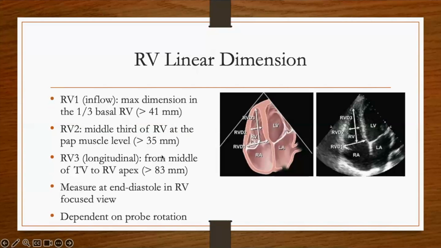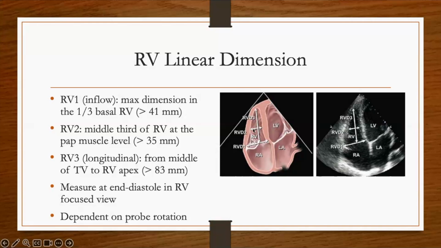The next one is RV linear dimensions. So this is where that RV focus view becomes important. The first one, RV1, is the inflow measurement. It is in the third of the basal RV, with measurements over 41 millimeters considered abnormal. We're supposed to measure inner edge to inner edge at end diastole, and one of the downfalls of this method is, as I showed before, it's dependent on the probe rotation. This is the most common measurement that I think I've seen done, but there are other measurements.